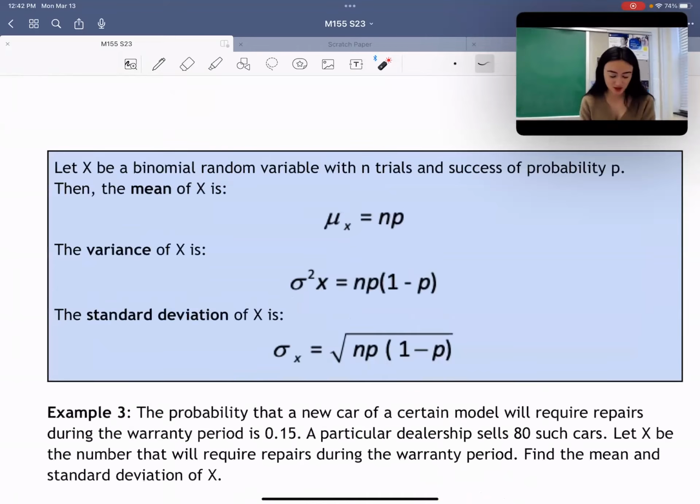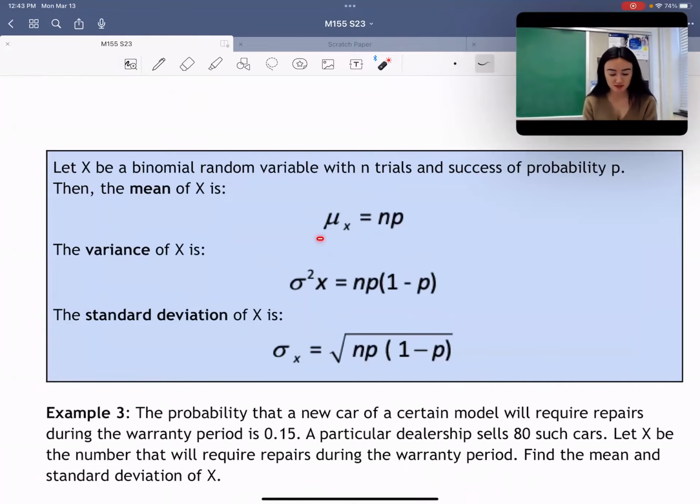The first formula that you're going to need to memorize is this one. This symbol, remember, stands for the mean of any probability distribution. And it's telling us that if we want to find the mean, we need to multiply n, which, remember, is the number of trials, by p, which is the probability of success.